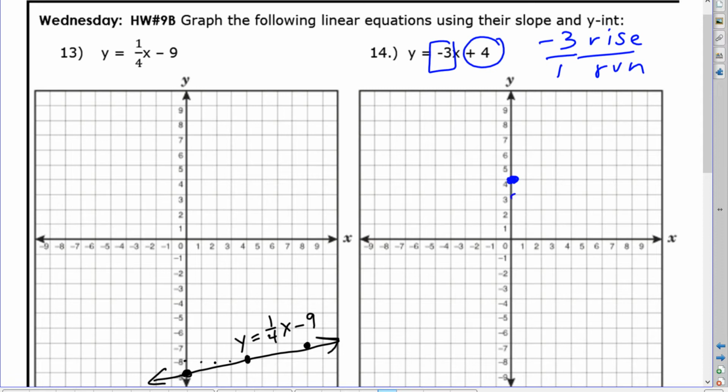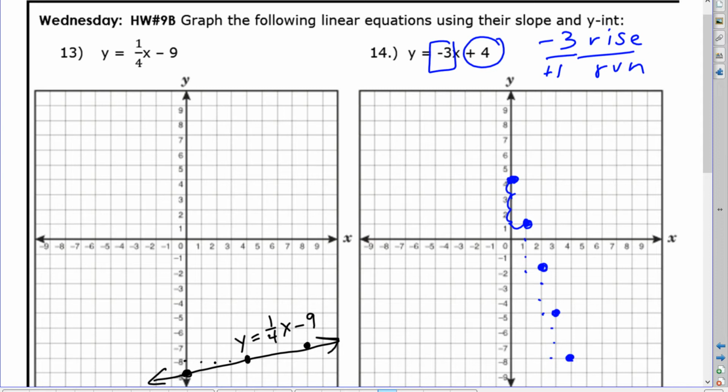Down 1, down 2, down 3. And then I'm going to run positive 1. You see that? That's positive, so that's to the right. So I went down 3, 1 to the right, and draw a point. Down 3, 1 to the right. And I pretty much like to keep going until I run out of space.